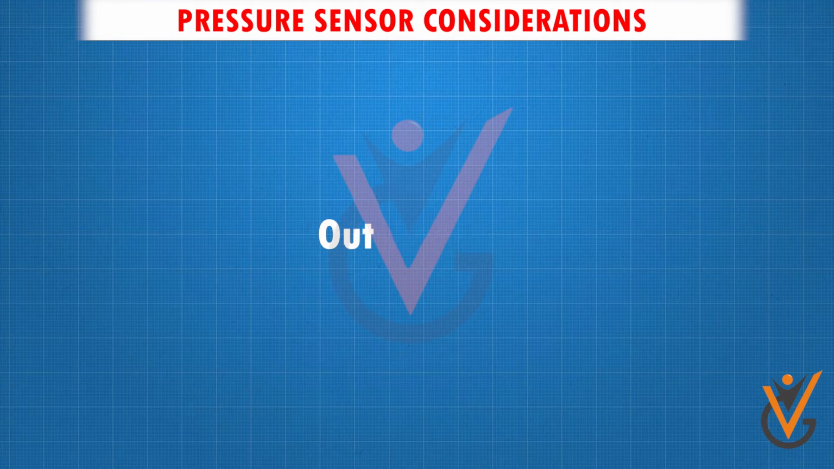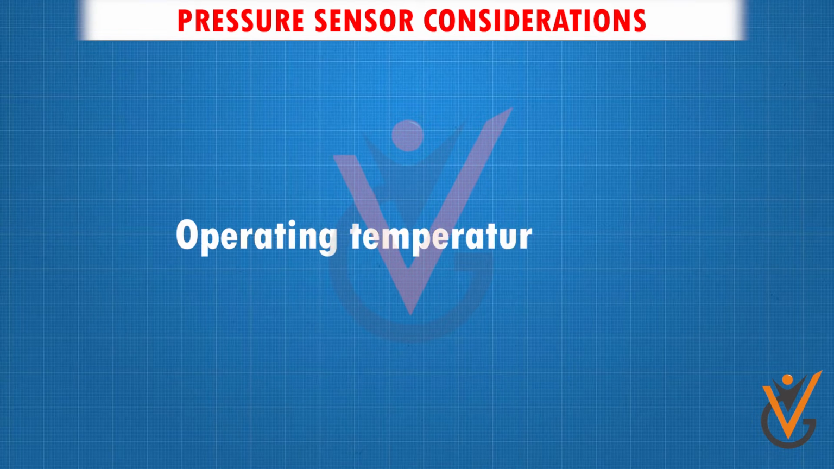Output type. Output level. Accuracy. Resolution. Drift. Supply voltage. Operating temperature range.